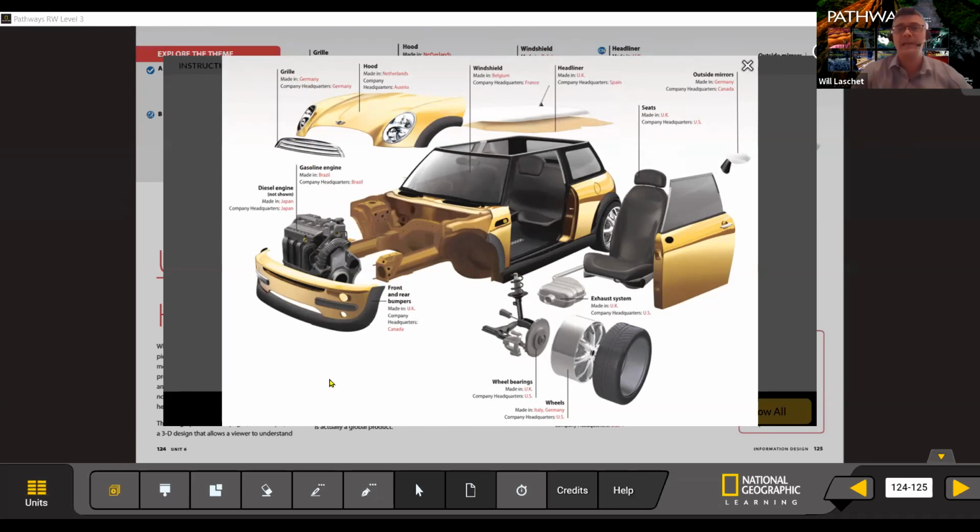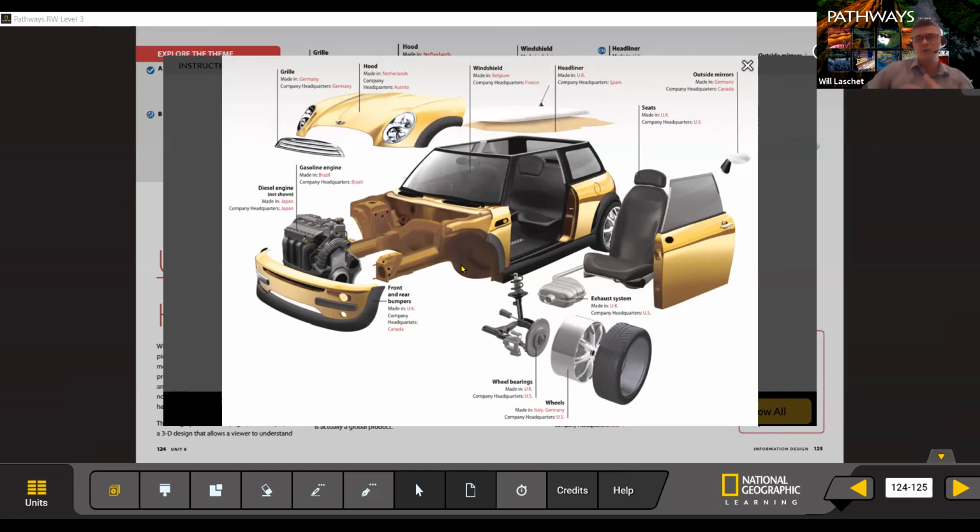But let's try another one. Can you have a look for me? I'd like you to find the headliner. And can anyone tell me where the headliner is made? Yeah, Amu says it's made in the UK. And where are the company headquarters? So made in the UK, but the company headquarters are in Spain. That's right. Okay, here we go.